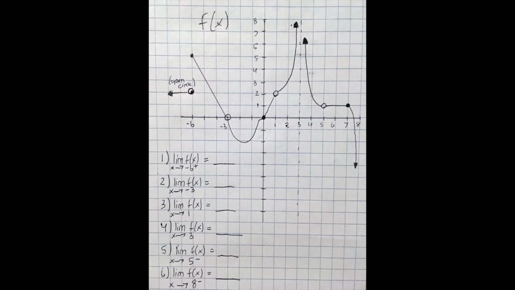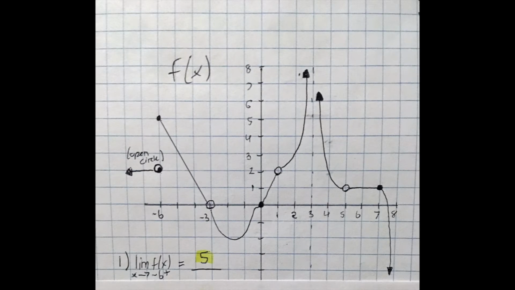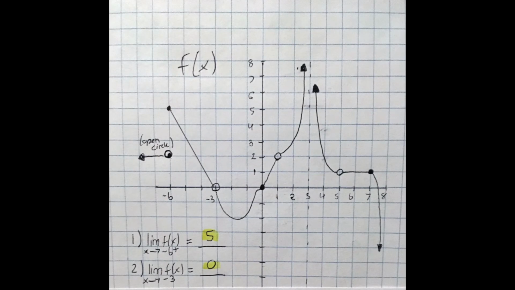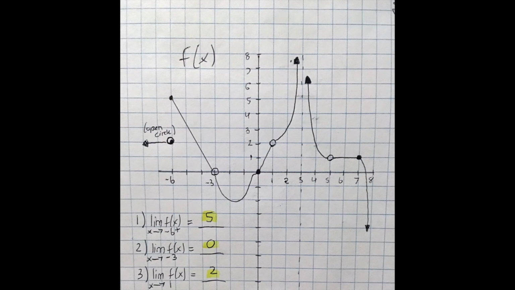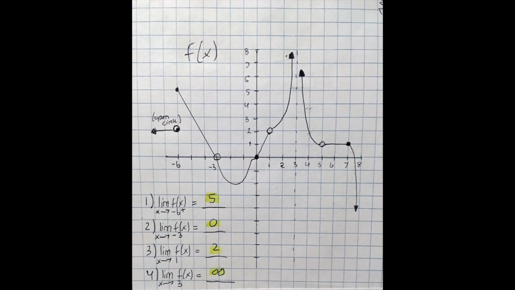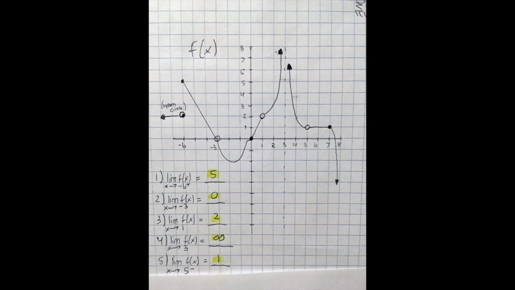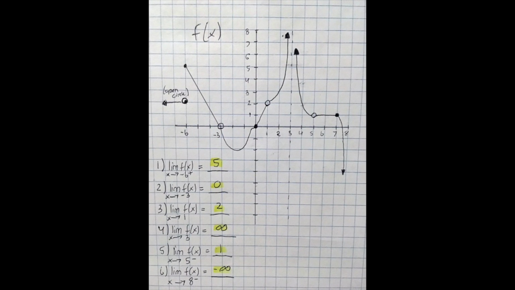The last example of the video is going to be one more handmade piecewise function. Why don't you go ahead and fill this out, and then I'll just show you the answers right after. So for the graph of f of x, as x approaches -6 from the right, you can see the limit is 5. As x approaches -3, it's 0. As x approaches 1, it's 2. As x approaches 3, it's infinity. As x approaches 5 from the left, it's 1. And 8 from the left is -infinity.